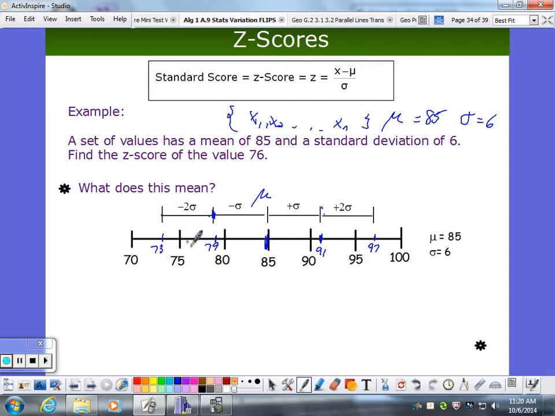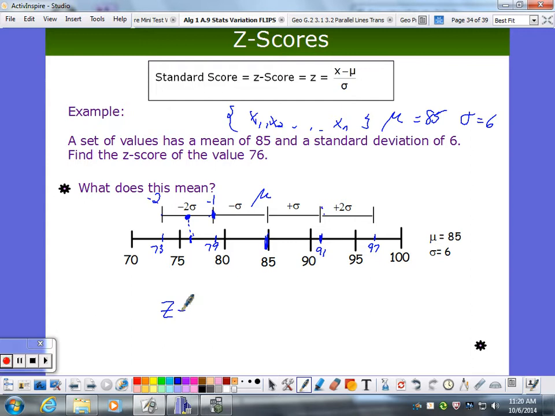Now think about the value 76. It's here, right? So how many standard deviations from the mean is that? Well, that would be minus 1 standard deviation, and that would be minus 2. It's somewhere between minus 1 and minus 2. It's a fractional distance away. This formula will tell me exactly what it is.